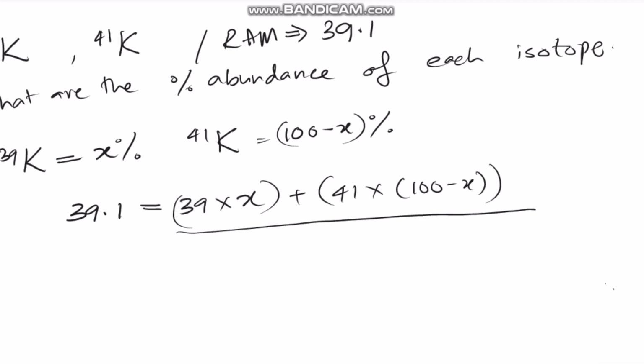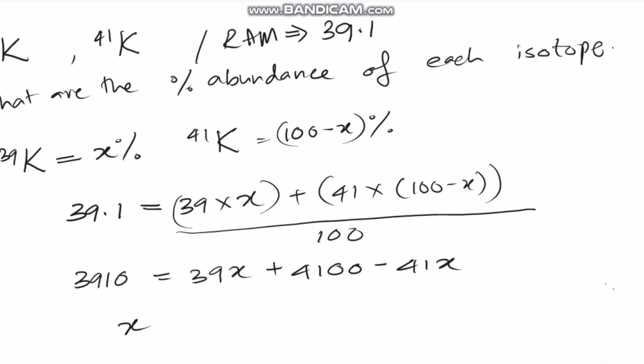Everything divided by 100 is equal to 39.1. You can use a calculator to do this one. If I just do 3910 equals 39x plus 4100 minus 41x, you can solve this for x and get 95. So that's the past paper question. Potassium-39 is 95%. Potassium-41 is then just 5%.